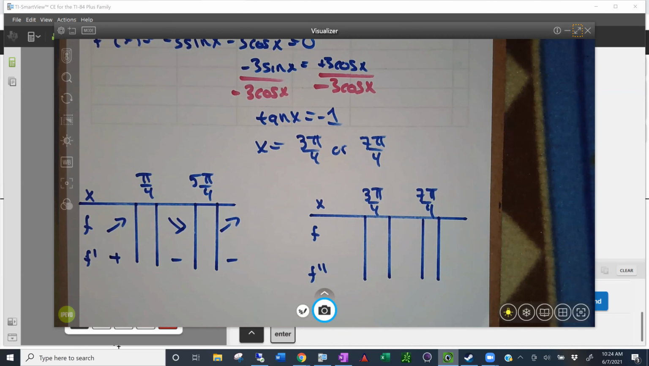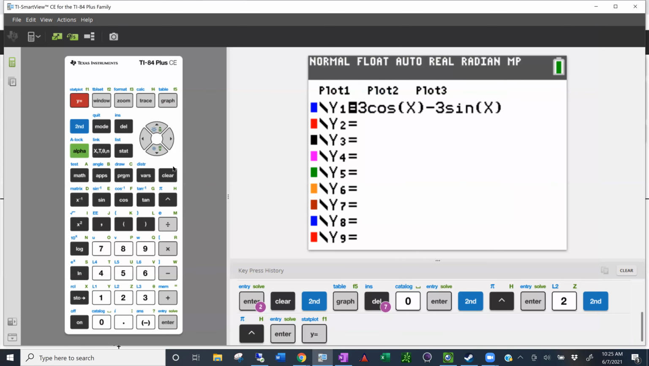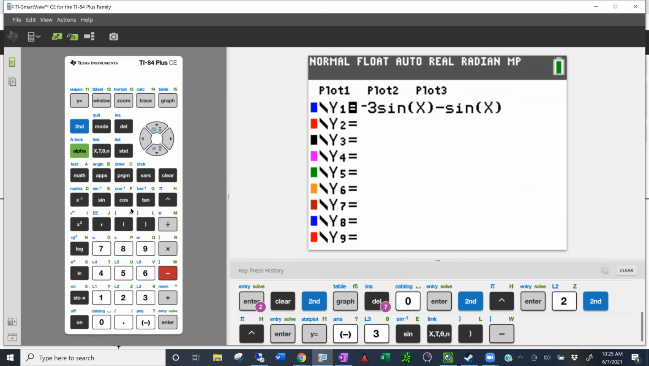And likewise, I need to repeat that with the second derivative. So let's plug that in as well. So this time it's going to be minus 3 sine of x minus 3 cosine of x.